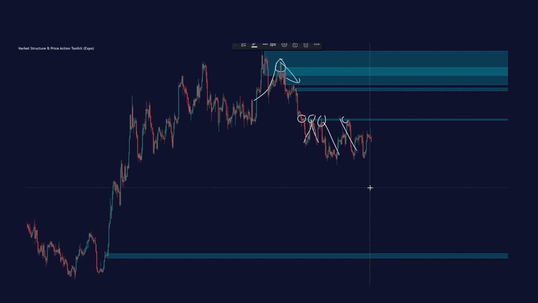I recommend everyone to use this toolkit. It's a comprehensive suite of price action and market structure tools.